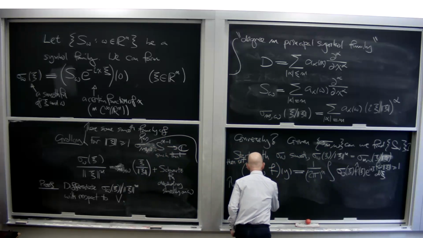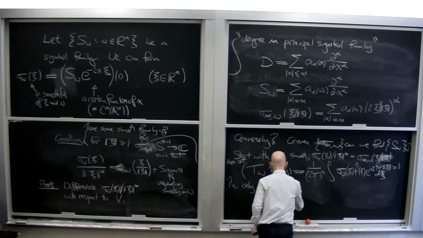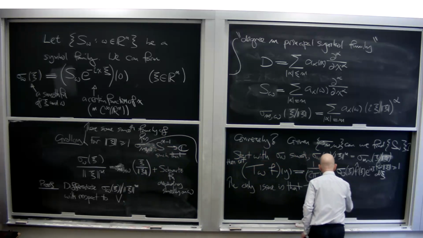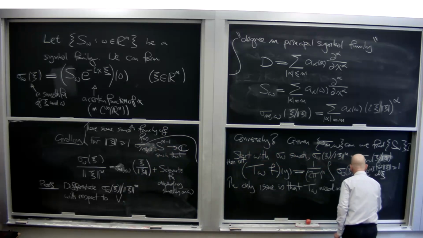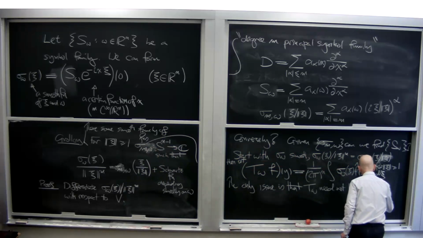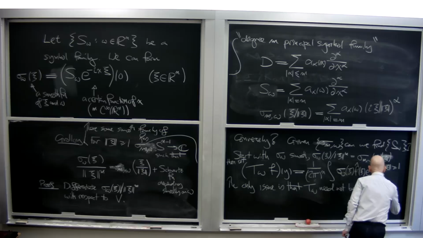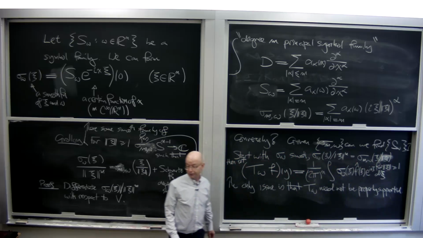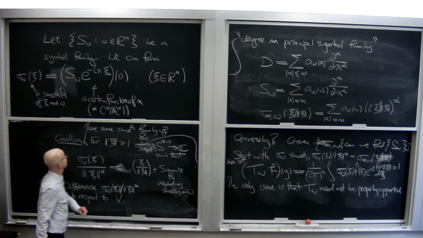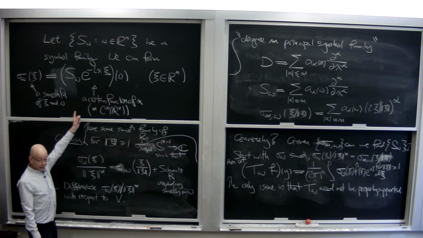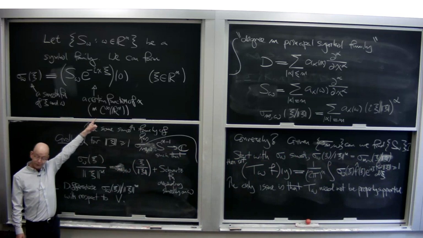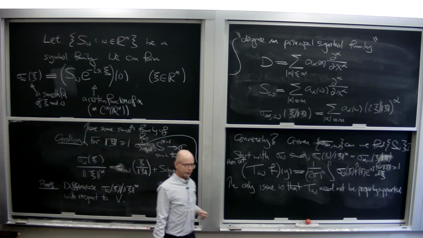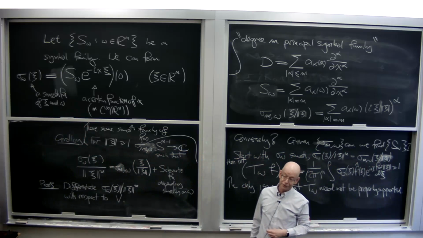The only issue is that T omega need not be properly supported, and we made an agreement that all of our operators would be properly supported. Because it's not properly supported, you have to be a little more careful than I needed to be up here when it comes to applying T omega to this exponential function. So you have to ask yourself, does it really make sense to apply T omega to this exponential function?